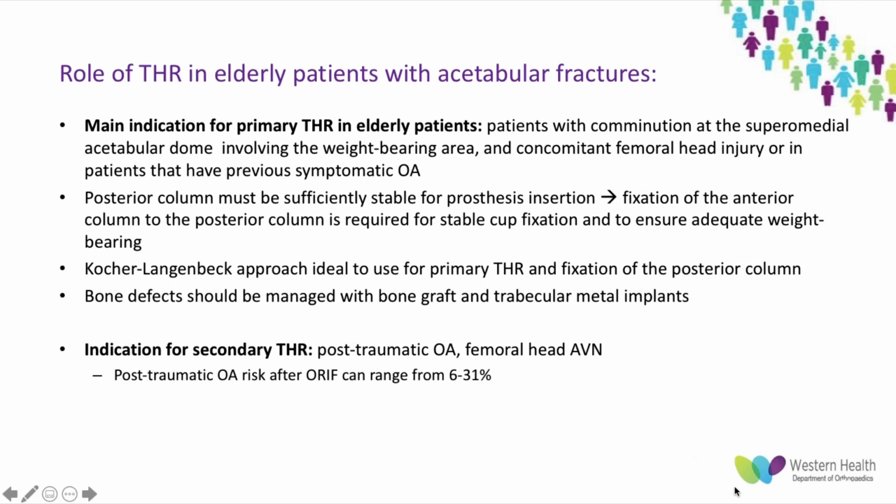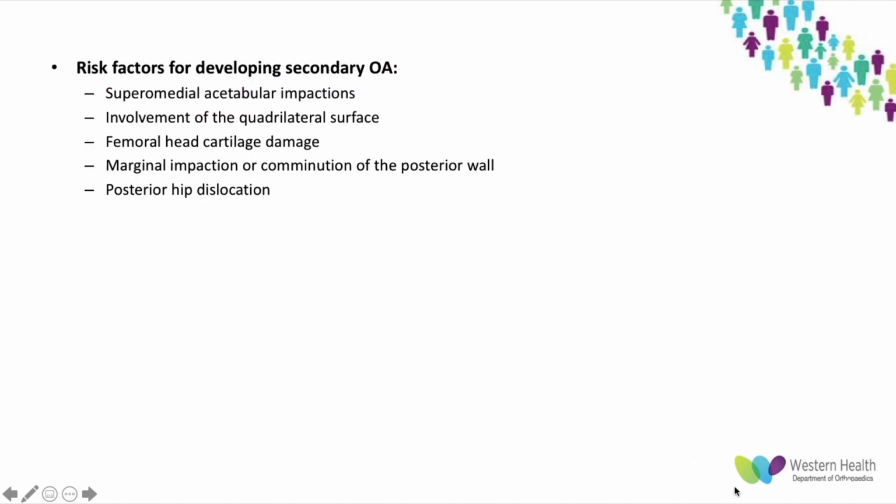The indication for secondary total hip replacement is post-traumatic osteoarthritis or femoral head avascular necrosis. Post-traumatic osteoarthritis after an ORIF can range between 6 to 31% in the elderly patients. The risk factors for developing arthritis include superior medial acetabular impactions, involvement of the quadrilateral surface, femoral head cartilage damage, marginal impaction or comminution of the posterior wall, and a posterior hip dislocation.